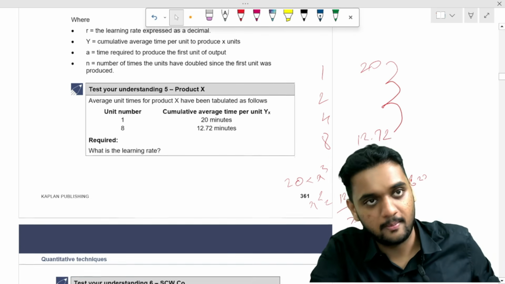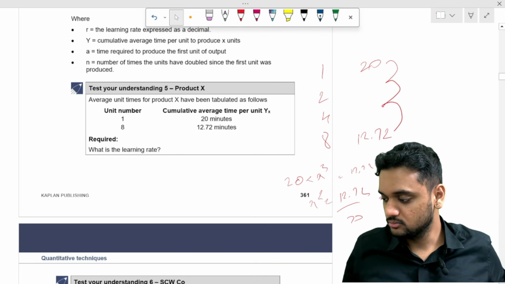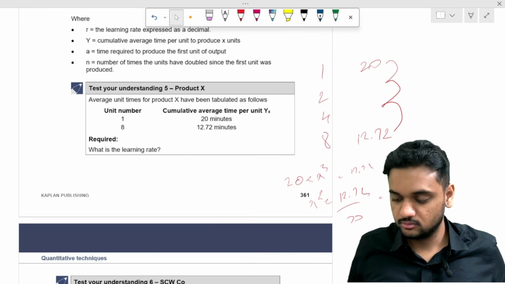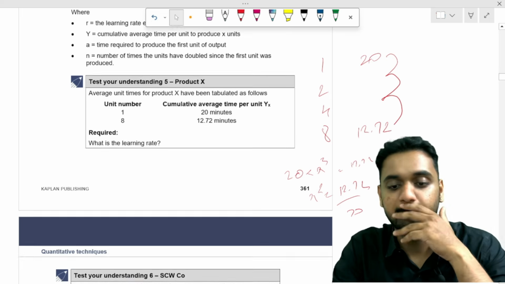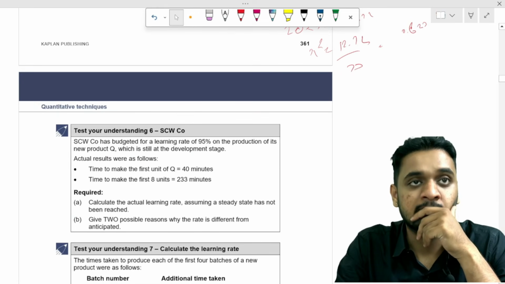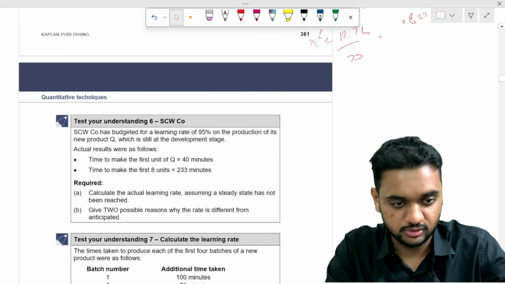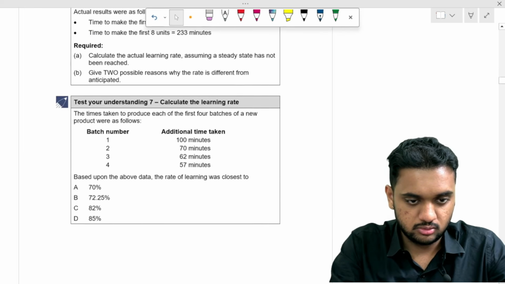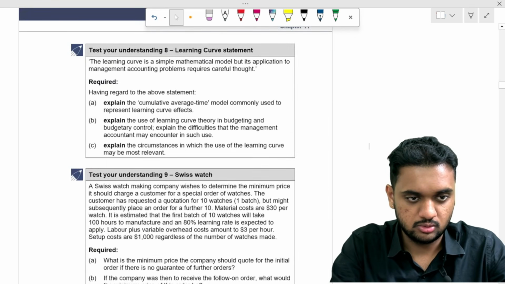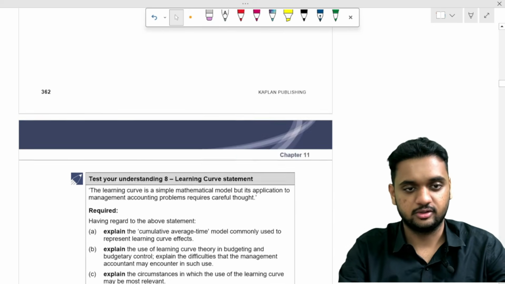Yes or no? Any doubts? Have you understood? Come to test and understanding question number 6. Do question number 6 first, and then the next one.